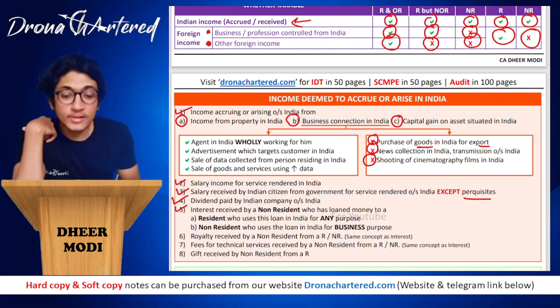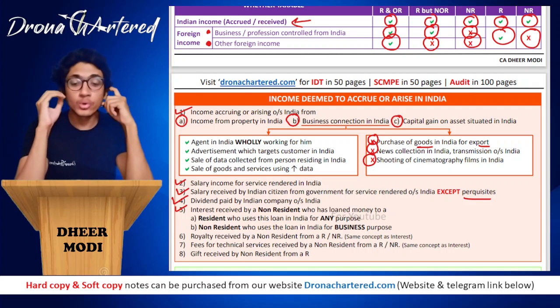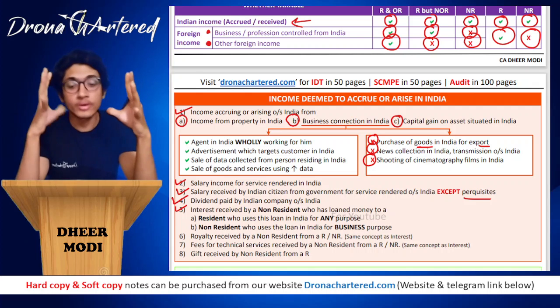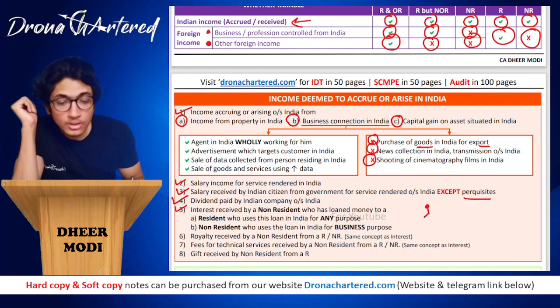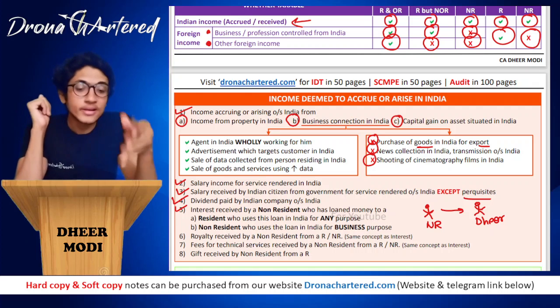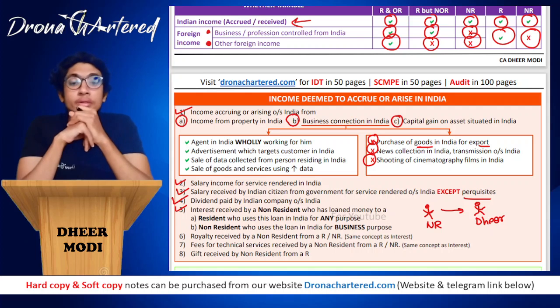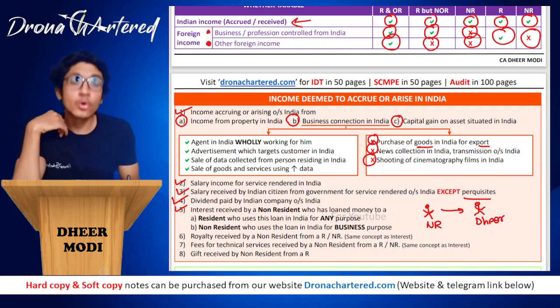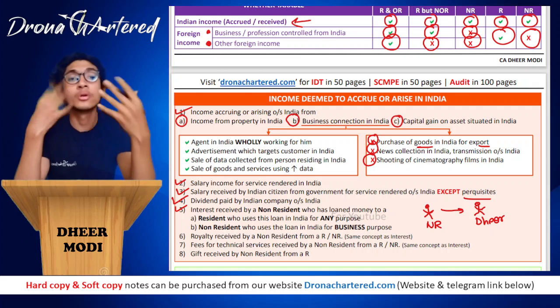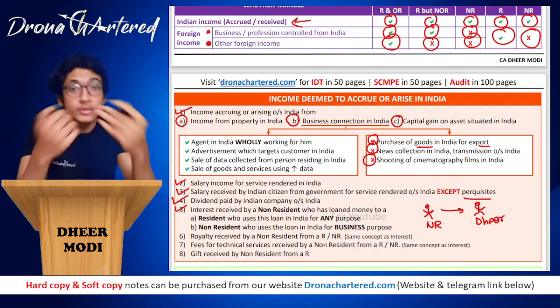Next is interest received. Interest received by a non-resident who has loaned money to... Okay, what you have to listen to very carefully: there is a non-resident, this is your NR. Say for example, this is DHEER. If your non-resident has lent DHEER some money, it will depend on what DHEER is, whether DHEER is a resident or a non-resident, and for what purpose DHEER is using this money. The non-resident is giving DHEER a loan, so DHEER will pay the non-resident interest.